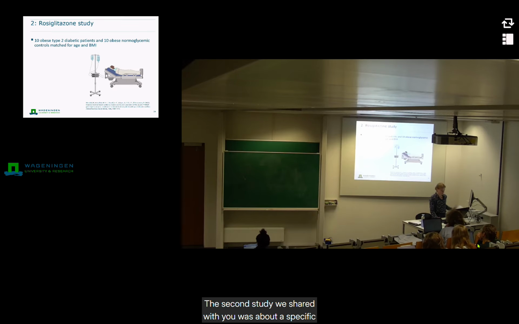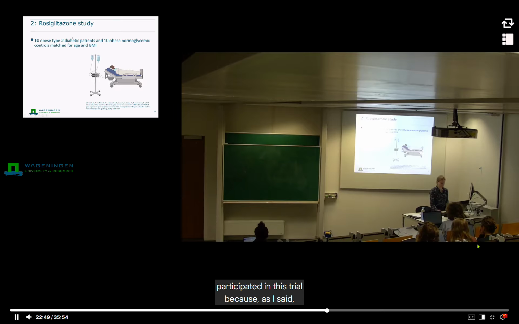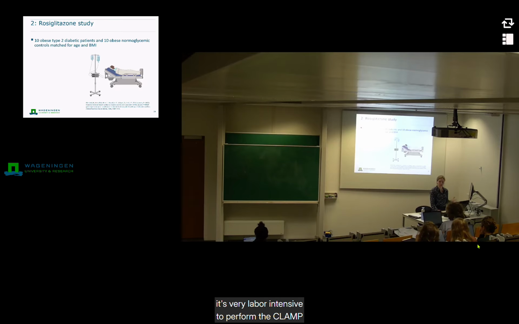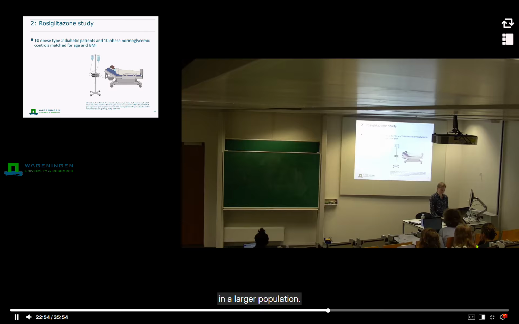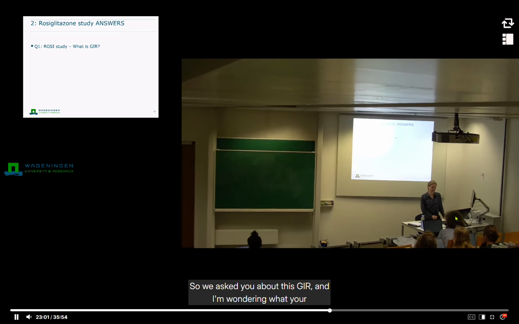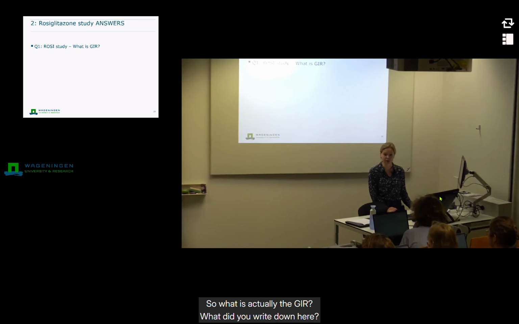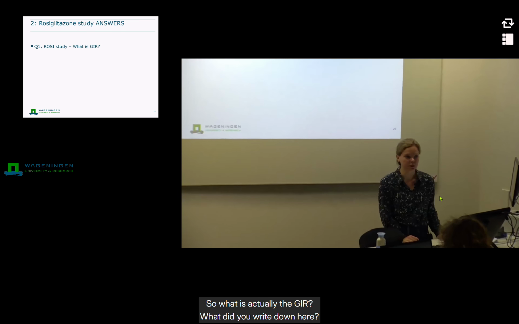The second study we shared with you was about a specific drug. And in this study, they actually did use the clamp method. As you can see, there are indeed only 20 people that participated in this trial, because as I said, it's very labor intensive to perform the clamp in a larger population. So we asked you about this GIR, and I'm wondering what your thoughts are about this question. So what is actually the GIR? What did you write down here?